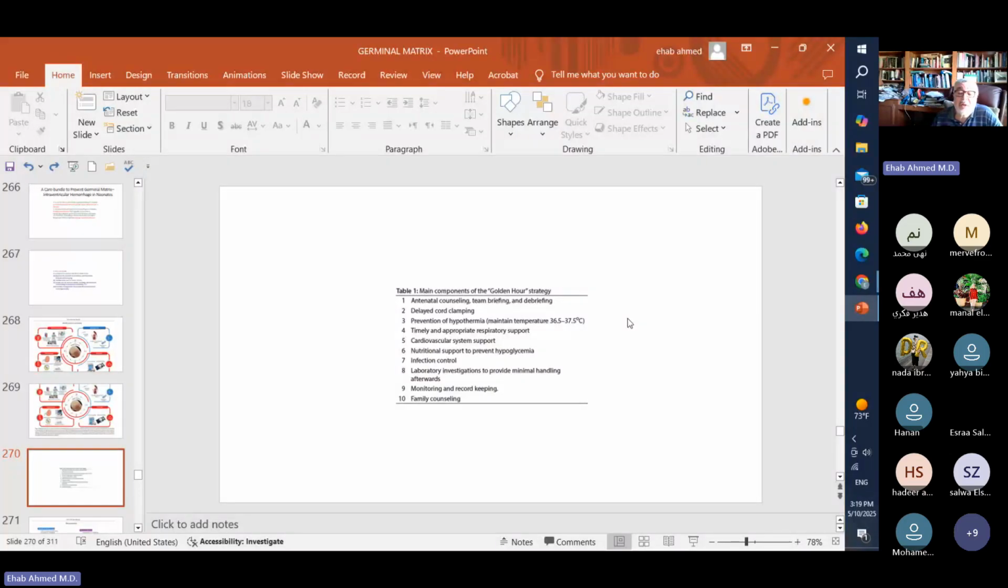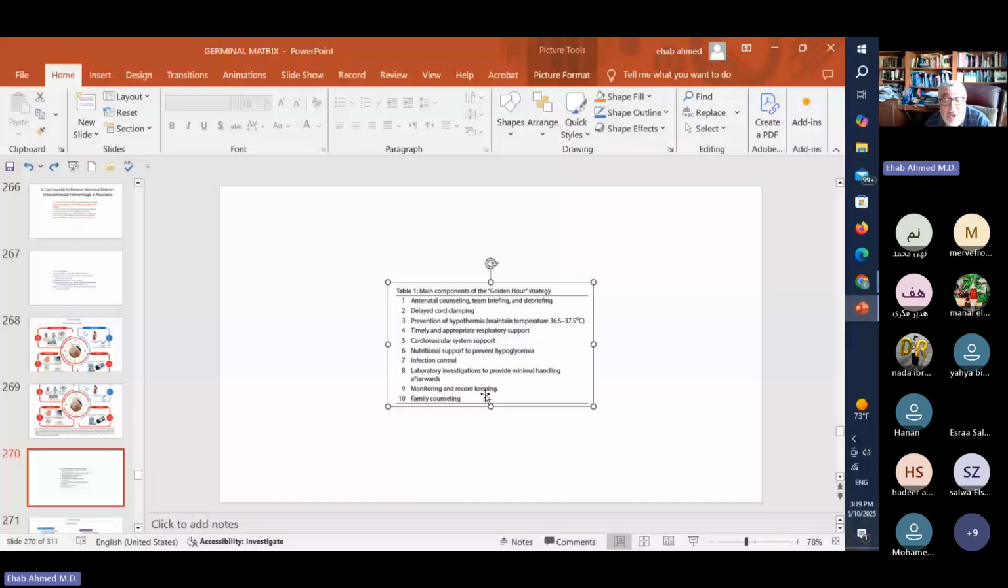And then comes the golden hour. I'm sorry for the small text, I couldn't make it bigger.